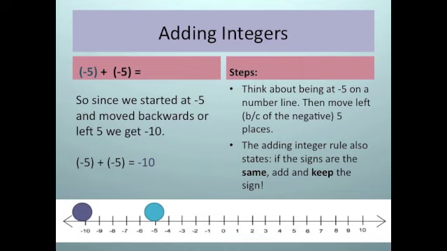This is another adding integers example. Here we have -5 plus -5. So think about being at -5 on a number line, where the green dot is. Then move left because of the -5, 5 more places. So now we'll end up at -10, where the purple dot is. -5 plus -5 equals -10. The other adding integer rule states, if the signs are the same, add and keep the same sign.